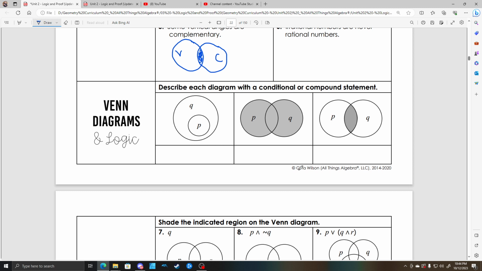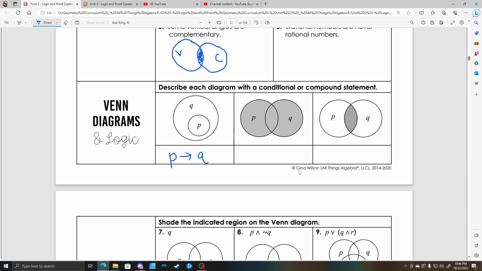So let's look at the logic of these, right? And let's use our conditional statements and compound statement notations. So you'll notice here that anything that is in P is also in Q. So we can actually use the conditional statement logic of if P, then Q, or even P implies Q, or however you want to phrase that, right?